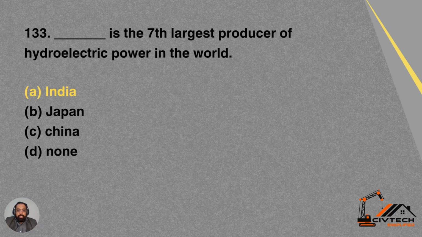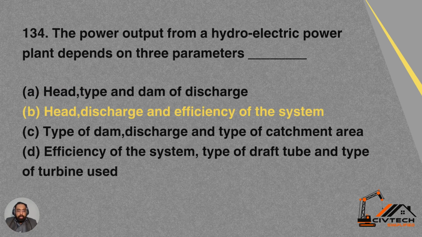Question 133. Dash is the seventh largest producer of hydroelectric power in the world. Option A, India. Option B, Japan. Option C, China. And option D, none of the above. Yes, A is the correct answer. India is the seventh largest producer of hydropower electricity.